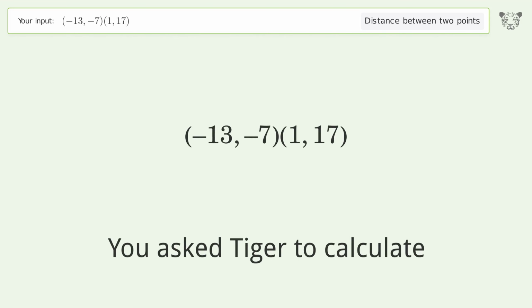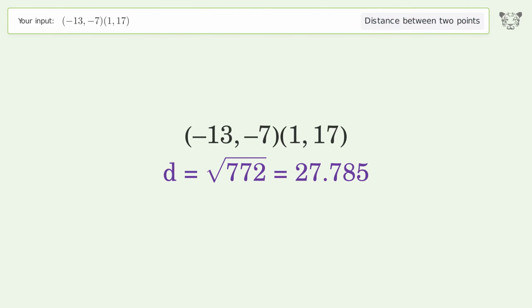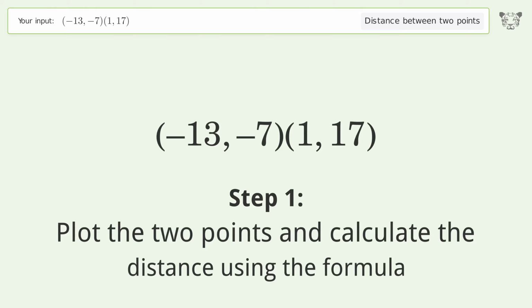You ask Tiger to calculate. This deals with the distance between 2 points. The distance between the 2 points is the square root of 772, or 27.785. Let's solve it step by step. Plot the 2 points and calculate the distance using the formula.